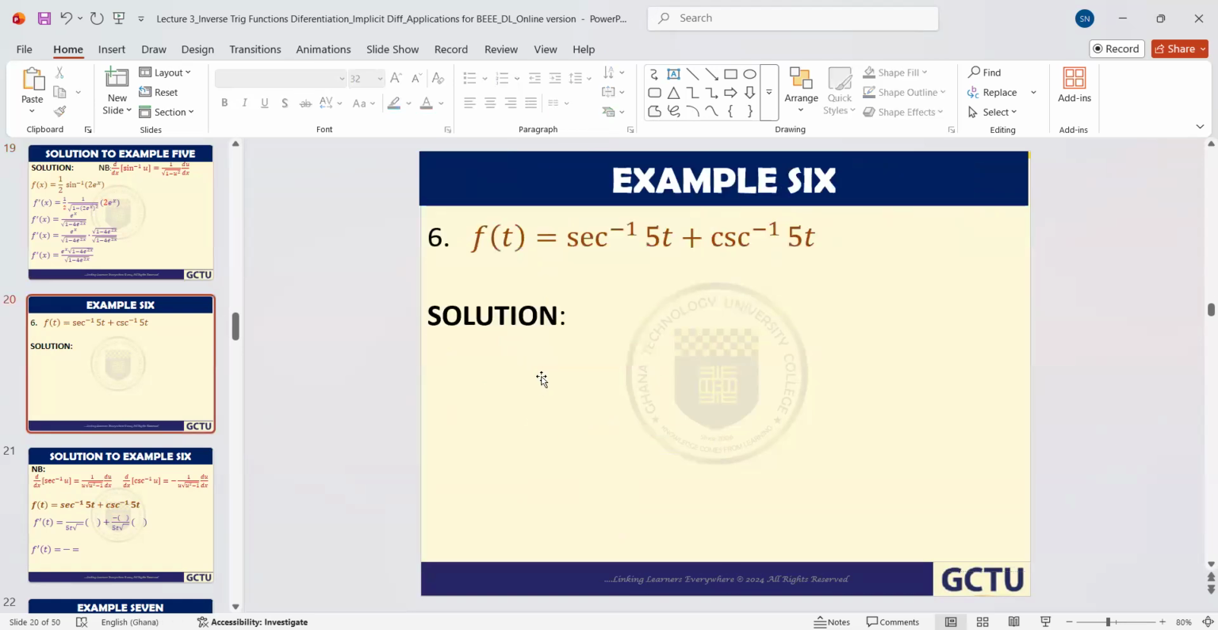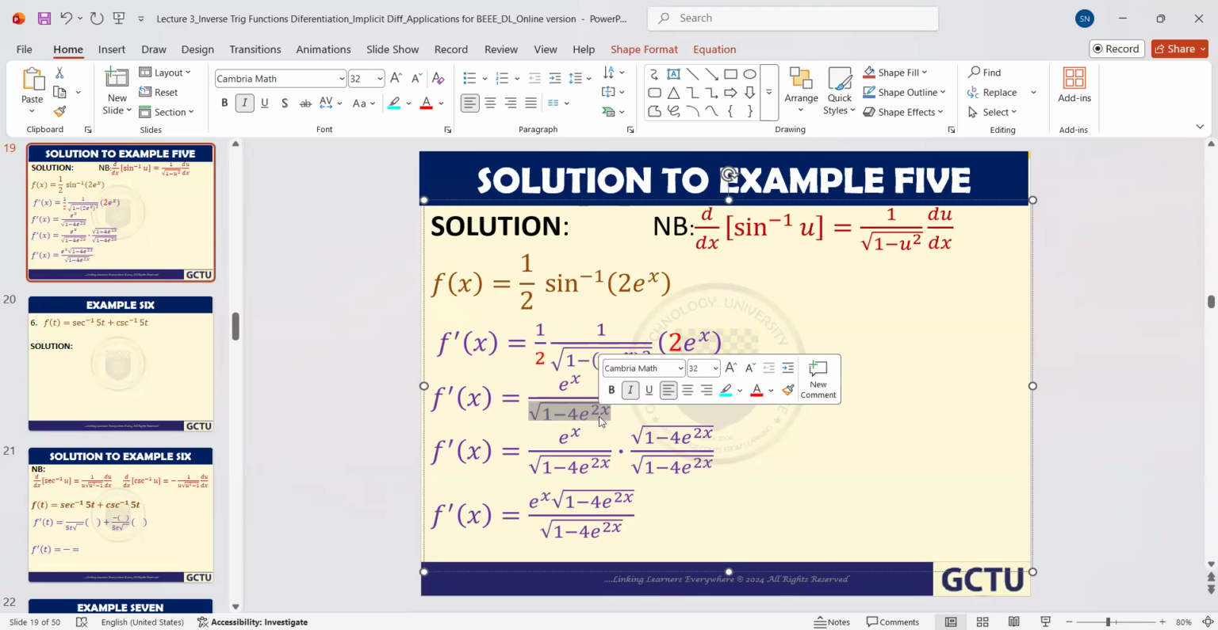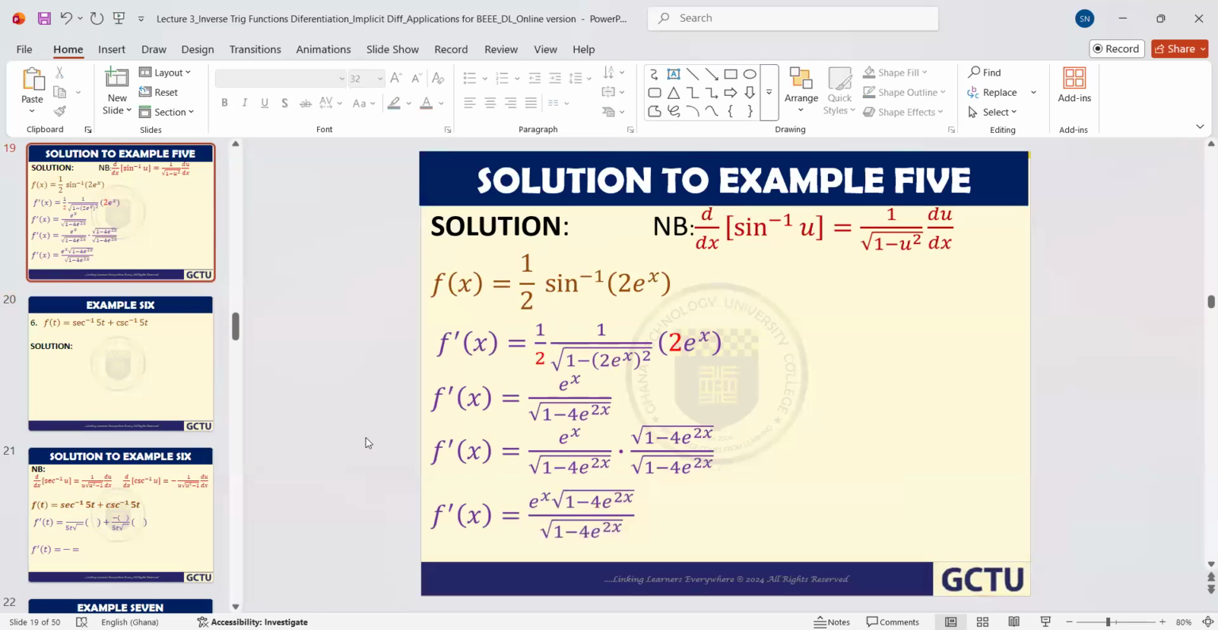When I expand the denominator, I'll get 1, then 2 times 2 will give me 4, and e becomes e raised to the power 2x. Then all I need to do is multiply the numerator and denominator by this, and then we get same as this.